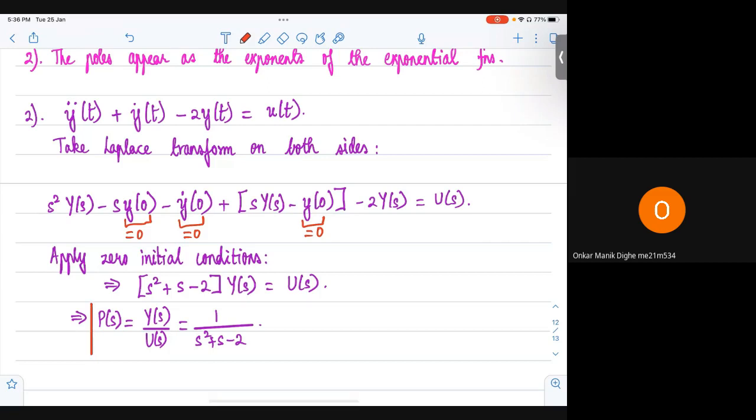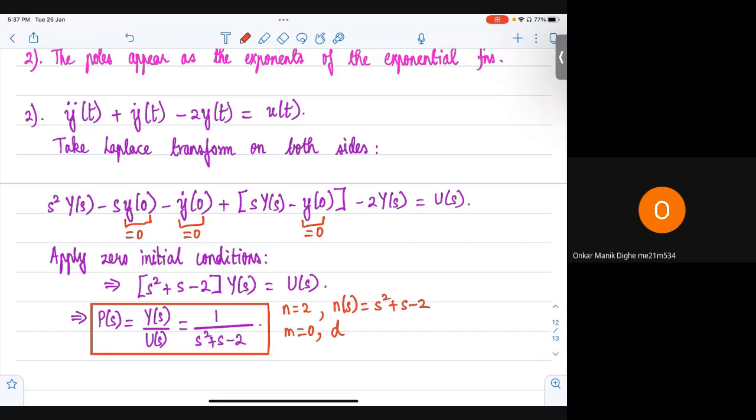Okay, so I hope it is clear. So now we do similar analysis, right? I'm sure by now we know what to do. First, let's identify the values of n and m. So n is going to be 2, m is going to be 0, and the denominator polynomial of the transfer function is going to be s squared plus s minus 2.